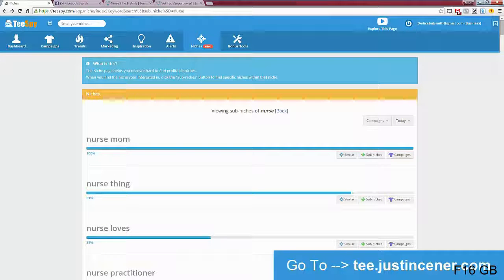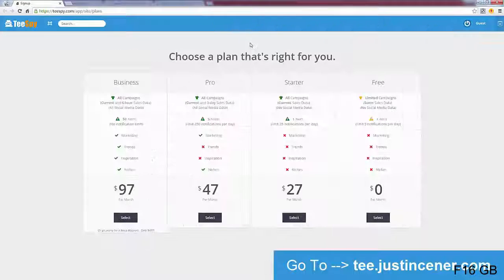So this is the idea of T-Spy, and I definitely recommend it just because of the idea. Again, it's going to make you move quicker. So here are the plans. Really, free is not going to do anything. So you're going to be somewhere between 27 and 97 a month. I do recommend this one specifically for the 6 hour sales updates, the niches, and the inspiration. And I just recommend the tool overall. So it's going to save you a lot of time.